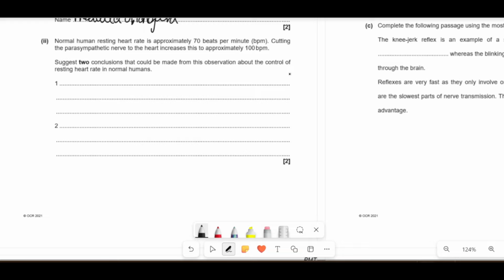Well, number one is that clearly, they've told you again, if you chop it, it goes up. So that means that the parasympathetic nervous system, I'm going to write PNS for short, you write the whole thing, slows down your heart rate. Number one, right? Number two is, what other conclusion can you draw?